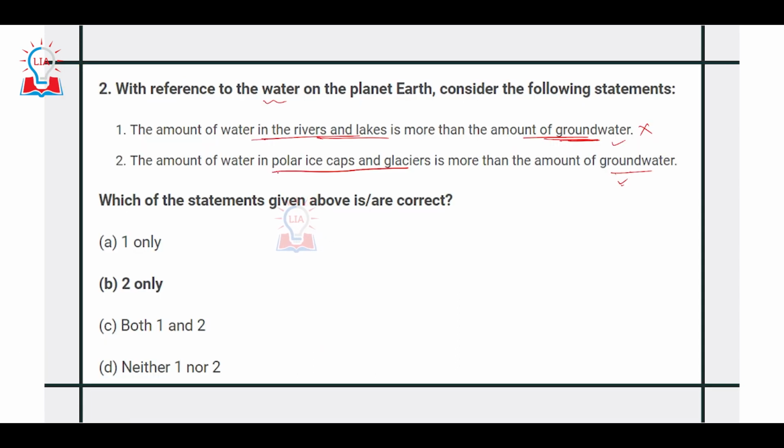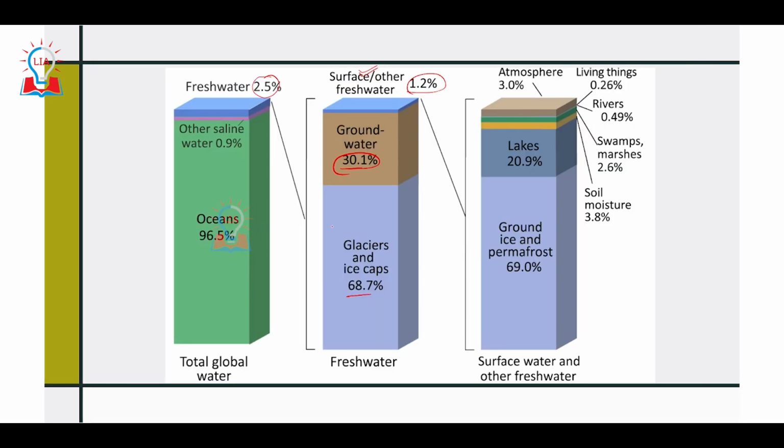Second option was that the amount of water in polar ice caps and glacier is more than the amount of groundwater. So this we can see is absolutely correct. The glacier and ice cap has 68.7% and groundwater has only 30.1% of the share.